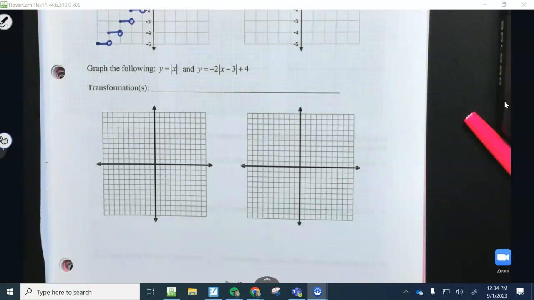And there are a lot of transformations happening in that equation. Hold on just a moment. Let me take roll real quick, guys. While you're waiting on me, if you just want to graph the parent function on the graph on the left side, you can go ahead and do that. We're going to graph that parent function over there on that graph on the left.